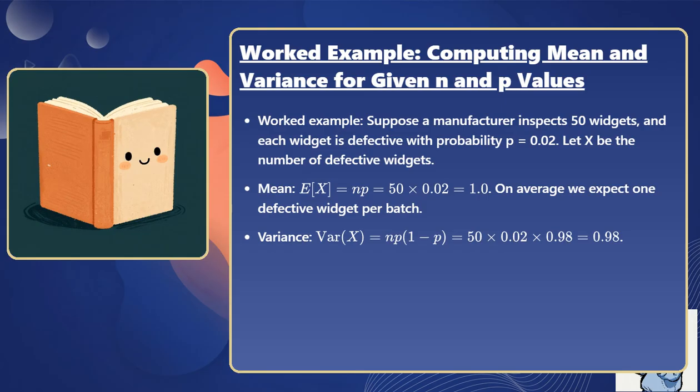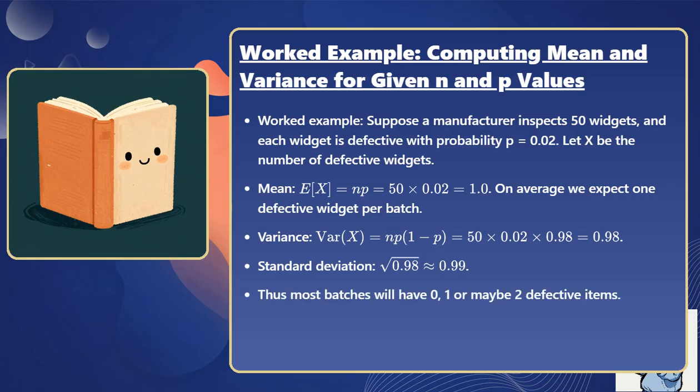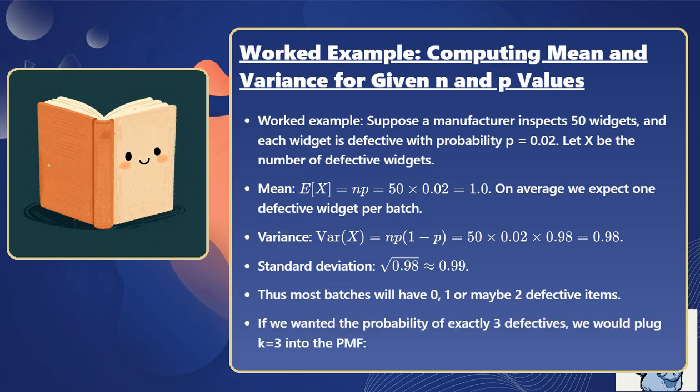Variance: Var(X) equals np(1 minus p) equals 50 times 0.02 times 0.98 equals 0.98. Standard deviation: the square root of 0.98, approximately equal to 0.99. Thus, most batches will have 0, 1, or maybe 2 defective items. If we wanted the probability of exactly 3 defectives, we would plug k equals 3 into the probability mass function.